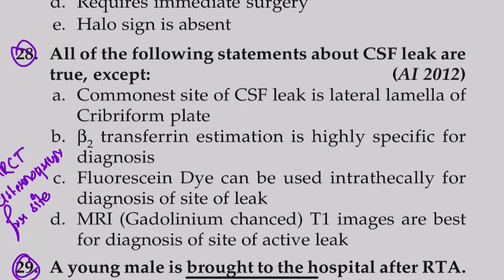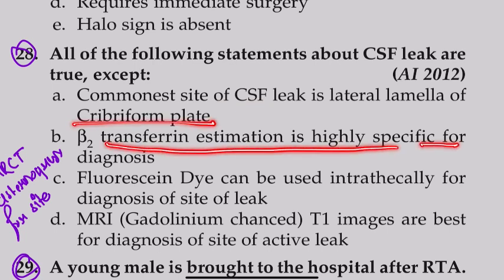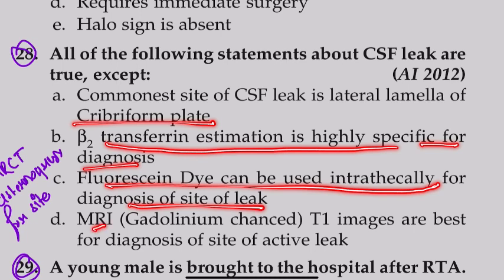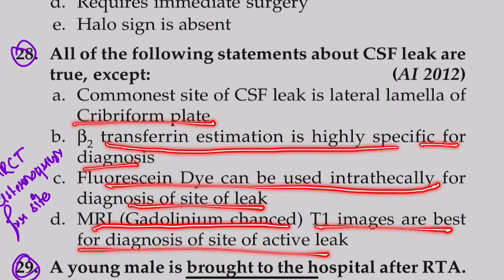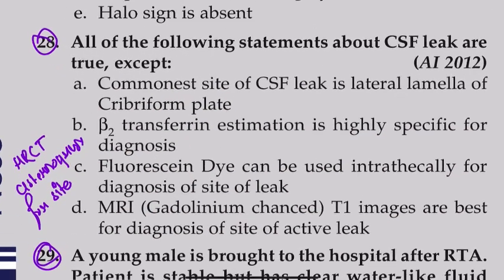Beta 2 transferrin estimation is highly specific for diagnosis. Yes. Fluorescent dye can be used intrathecally for diagnosis of the site of leakage. It can be done, right? MRI with gadolinium contrast T1 images are best for diagnosis of the site of active lesion. So here MRI is not used, right? Instead CT cisternography is used. Similarly, intrathecal fluorescent dye is used, so the others are all used. So here this is the right answer.